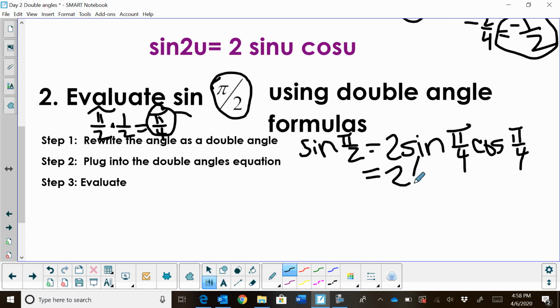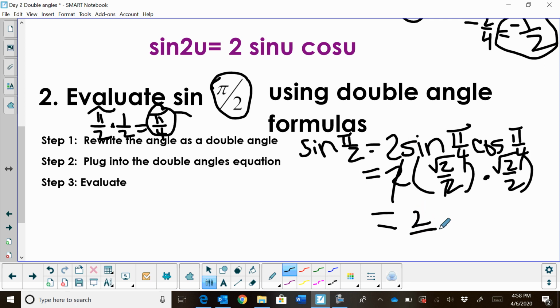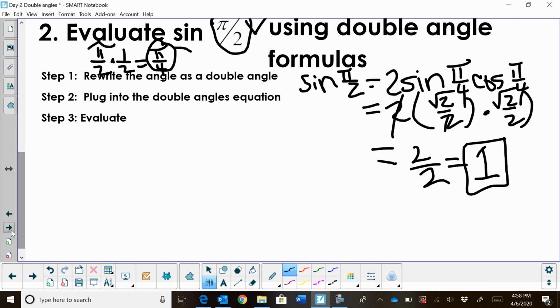We're going to bring down the 2, and then sine at pi fourths is √2 over 2 times cosine at pi fourths. That is also a √2 over 2. So when I go and multiply these together, these 2's cancel, and then I have √2 times √2, which is √4, which is just 2. And then I have 2, and all over 2. Well, that's just 1. And don't we know that the sine at pi halves is indeed 1? So there you go. There's one to prove to you that this works on the unit circle.